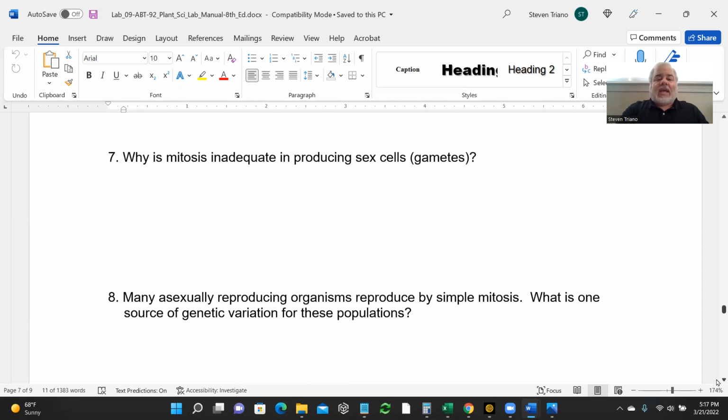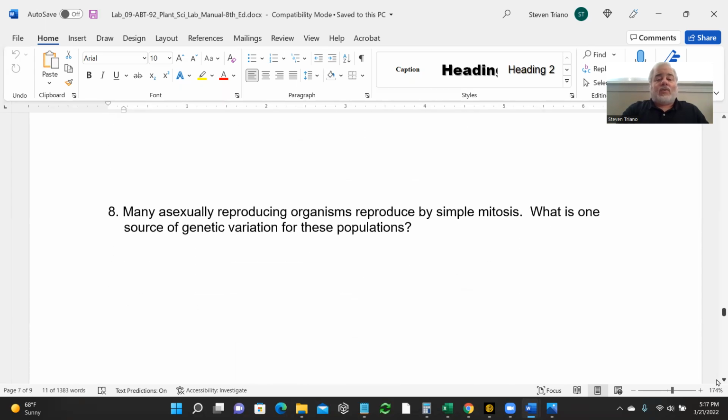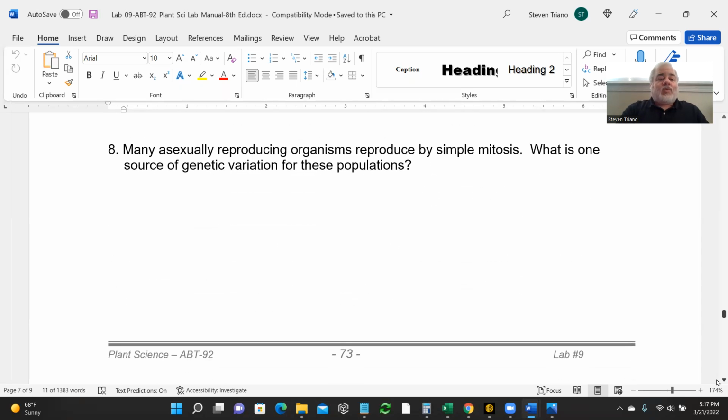Why is mitosis inadequate for producing sex cells? Again, that should come from the lecture portion. And number 8, many asexually reproducing organisms reproduce by simple mitosis. What is one source of genetic variation for these populations? So if there are asexually reproducing eukaryotic cells and they just go through mitosis, how can there be variation? What could be a source of variation in their population? Think about that. I'm not going to just give you the answer.